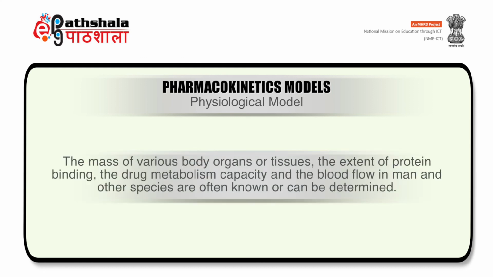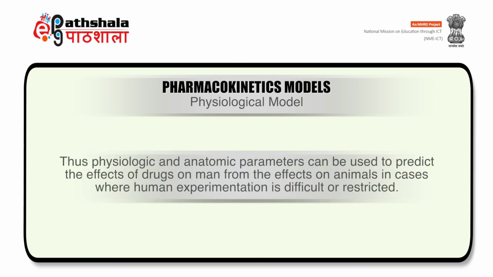The mass of various body organs or the tissues, the extent of protein binding, the drug metabolizing capacity, and the blood flow in man and other species are often known or can be determined. Thus, physiologic and anatomic parameters can be used to predict the effect of drugs on man from the effect on animals in cases where human experimentation is difficult or restricted.